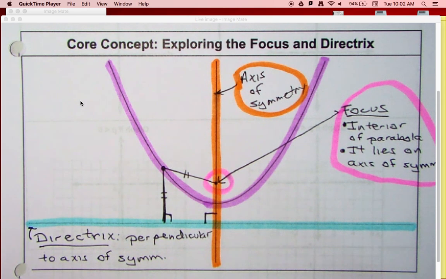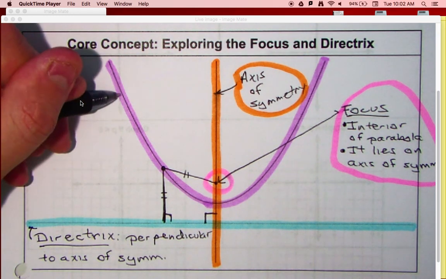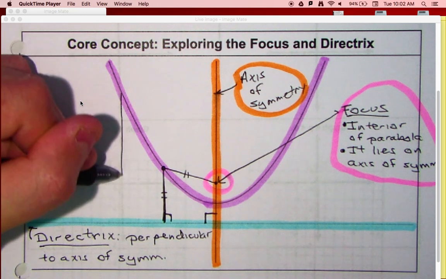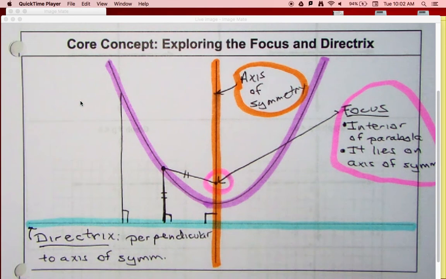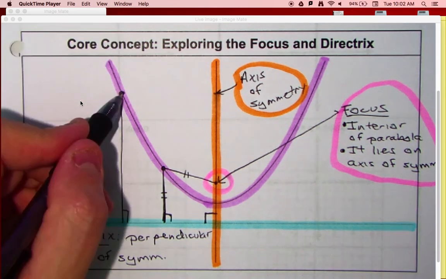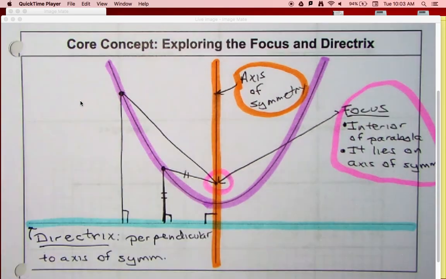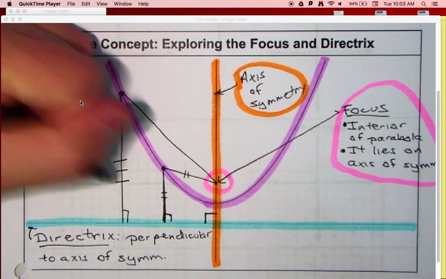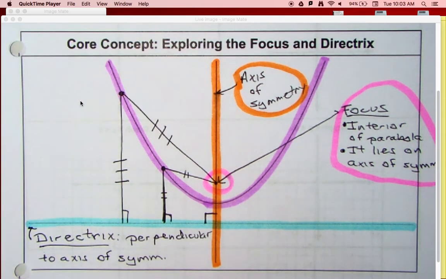And that holds true for any line that I draw. If I come way over here and draw a perpendicular line, let's see how good I can do this. Not bad, perpendicular. So this line right here, and then if I draw another line straight to my focus right there, this line has the same length as that one. So that's the importance of the directrix.